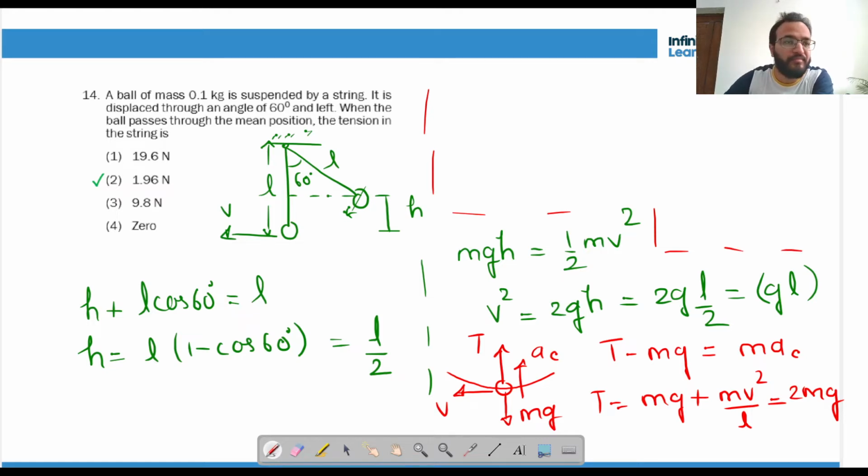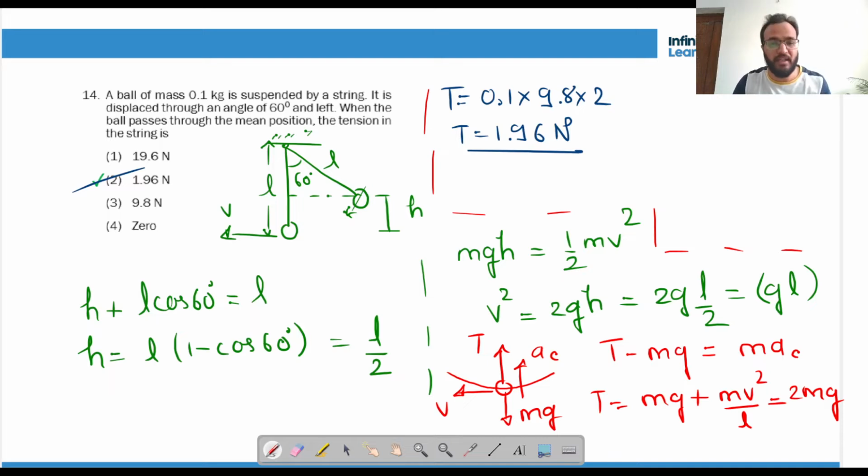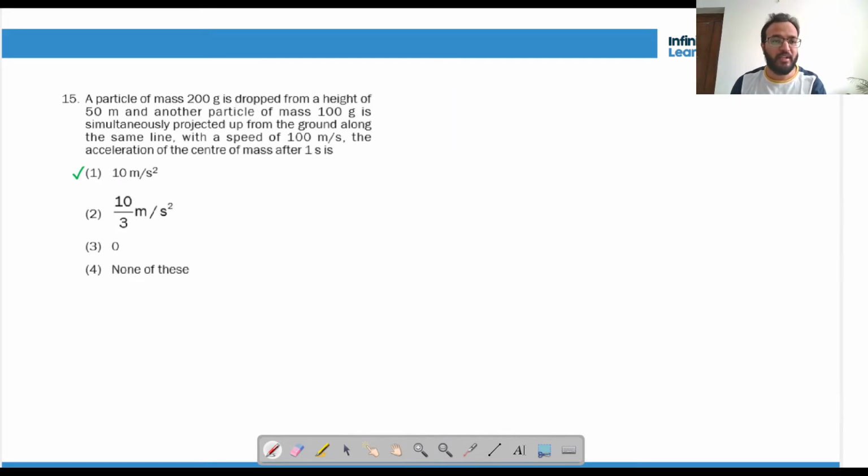So do you know the value of m here? 0.1. What is g? 9.8, into 2. So I guess the answer is 1.96 Newton. The second option is correct. Understood? So by conservation of energy, first we will figure out what is the speed at the bottommost point, and then we will figure out what is the tension at the bottommost point, right?